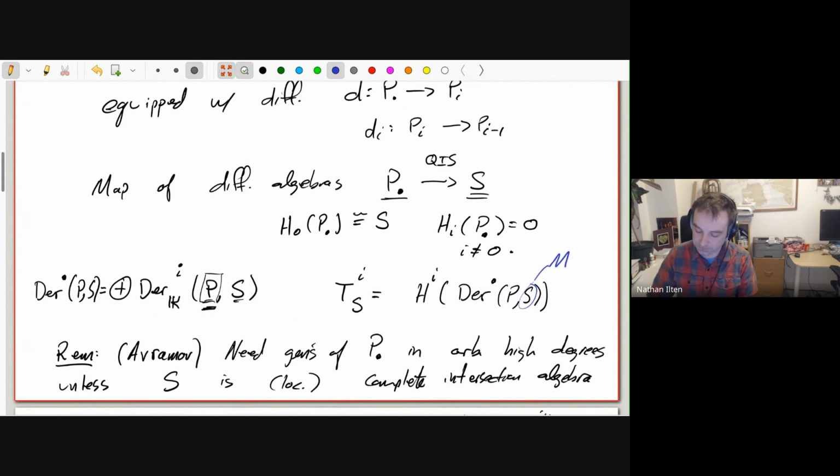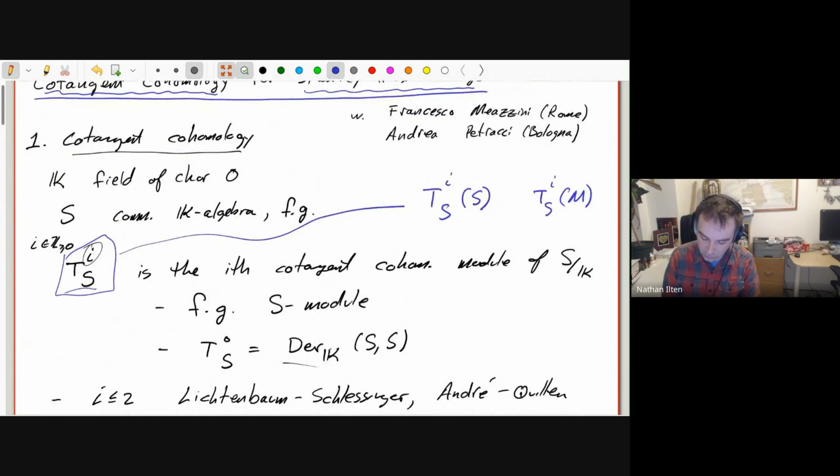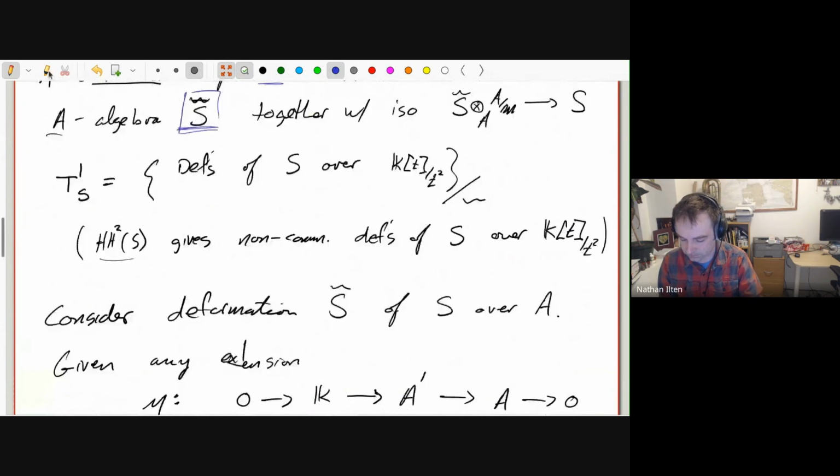There's also one. So here I was taking cotangent cohomology relative to the ground field K. Anytime you have just a map from one ring S to another ring S prime to a third ring S double prime, this also gives you a long exact sequence. And so combining things like this basically gives the result. Yes. Right. Thanks. Yeah.